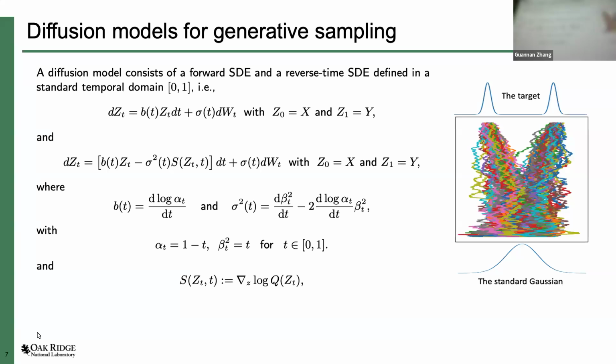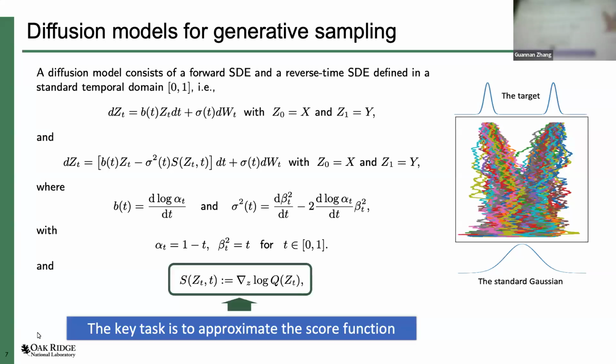That's the score function. But you don't know that, because you are only given a set of samples of the target distribution. And the target distribution is the initial state of the forward SDE, and the standard Gaussian is the terminal state of the forward SDE. So the key task in a diffusion model is to learn or approximate the score function.